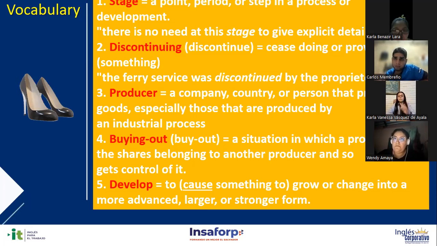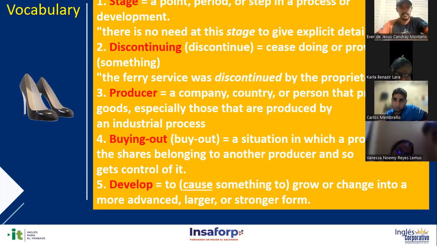Buying out, or buyout, right? Debbie, please, can you help me? Buying out: a situation in which a producer buys the shares belonging to another producer and so gets control of it. Okay, I will explain this because it's kind of difficult to understand. Imagine the Coca-Cola company is producing Fanta, for example, and another company, Pepsi, buys the rights, los derechos, to produce Fanta. So Pepsi is buying out a part of the Coca-Cola company, a part of the company, right? So that is buying out. When you buy something, you buy the rights or the shares of parts of this company, understand?